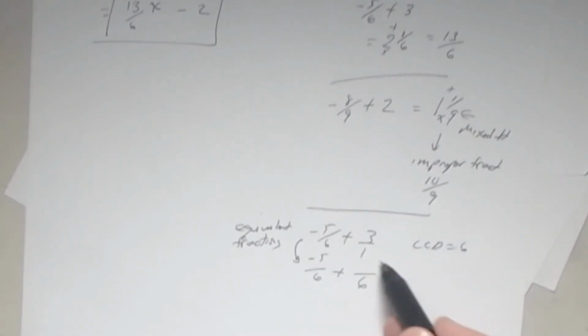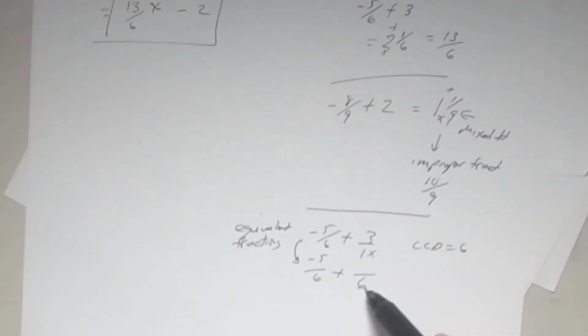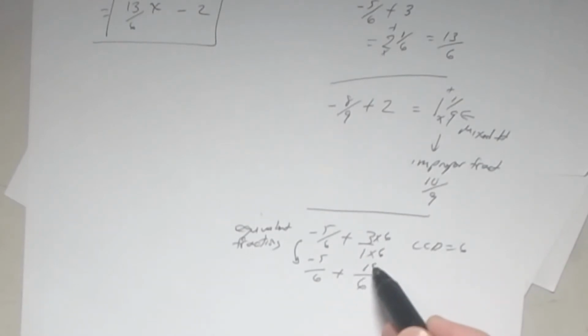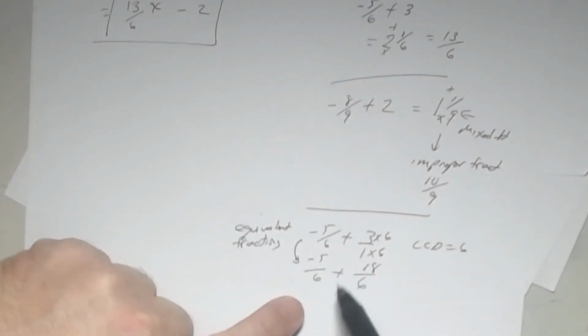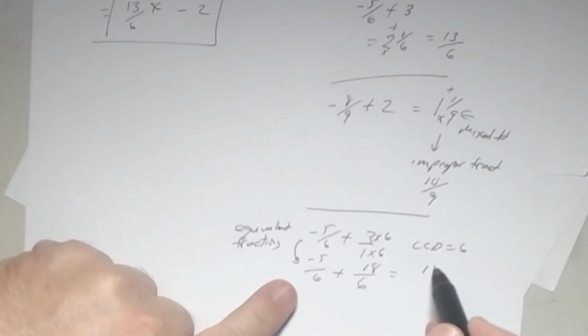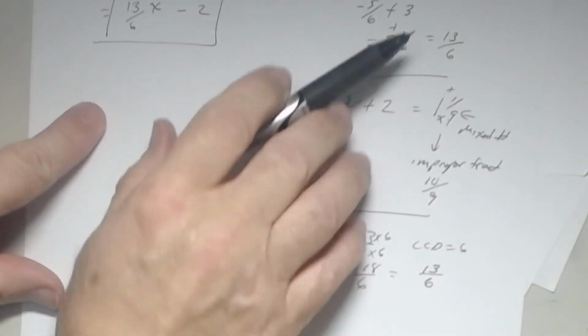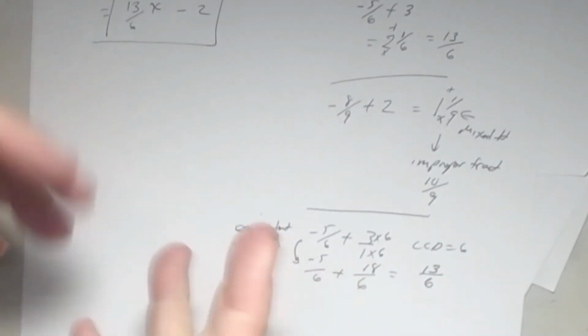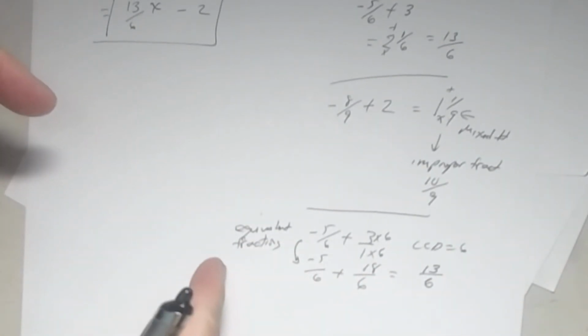I want to get a 6. So you're going to say 1 times 6 is 6. What I do to the denominator, I do to the numerator. 3 times 6 is 18. Kind of makes sense because 18 divided by 6 is 3. Now, since the denominators are the same, I can add the numerators. What's negative 5 plus 18? 13, and it's 13 over 6. And that's what we got here. Okay? All right, so do it the long way. You have to find the LCD and the right equivalent fractions.